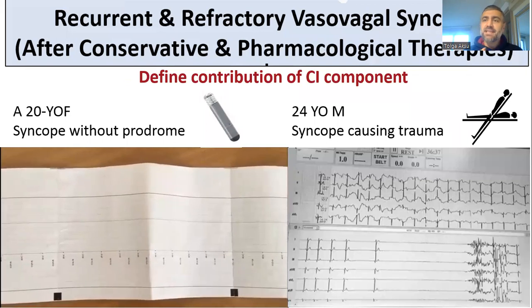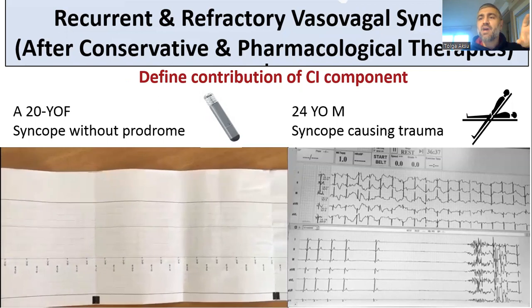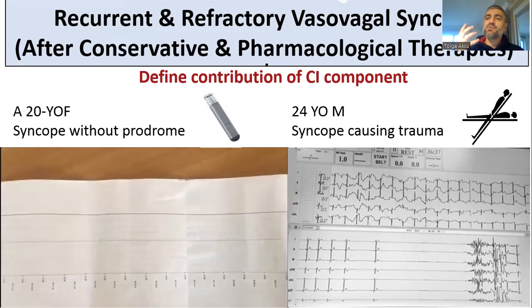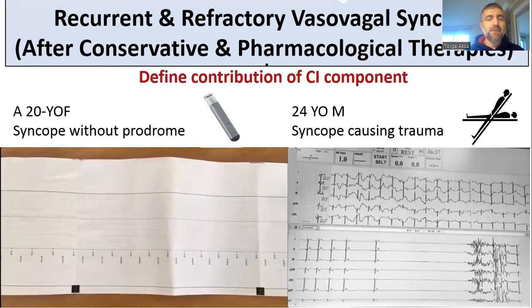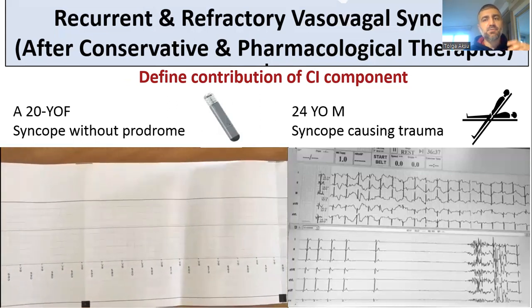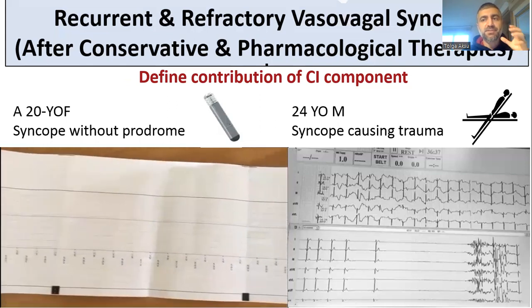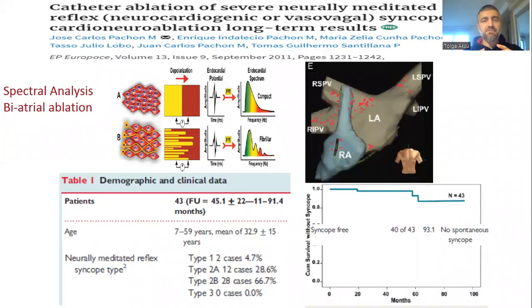So to select your cases, you have to demonstrate the contribution of the cardioinhibitory component, and I think that you can use both implantable loop recorders or tilt testing for this aim. And actually, if you look at the published data, we always used tilt testing, so it seems very effective to select a potential candidate for the cardioneural ablation strategy. Let's check the relevant data. Actually, this was the first long-term study about the effect of cardioneural ablation in pure vasovagal syncope cases.